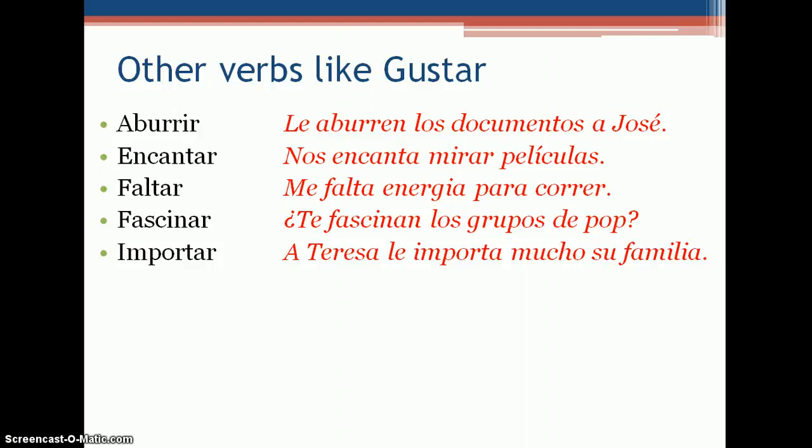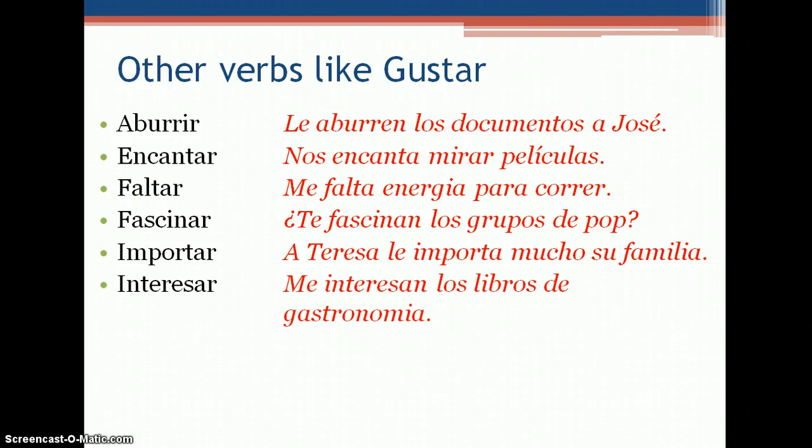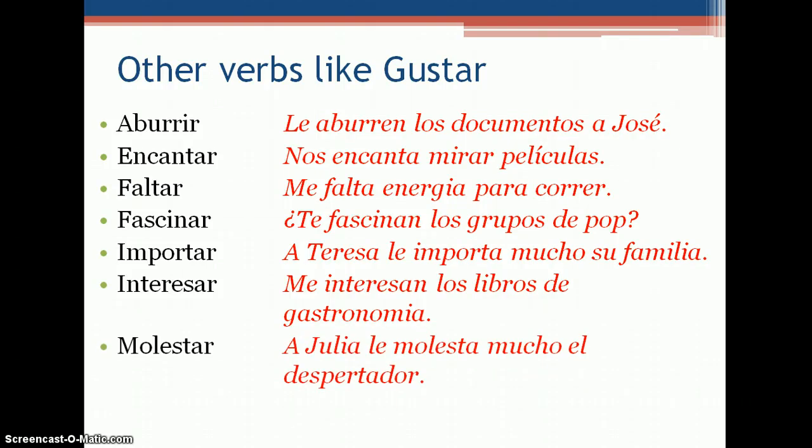That one's a little bit tougher. Interesar. Me interesan los libros de gastronomía. I'm very interested in books about cooking, or cookbooks. Molestar. A Julia le molesta mucho el despertador. Julia is annoyed a lot by her alarm clock. Quedar. Nos quedan $10. We have $10 left.